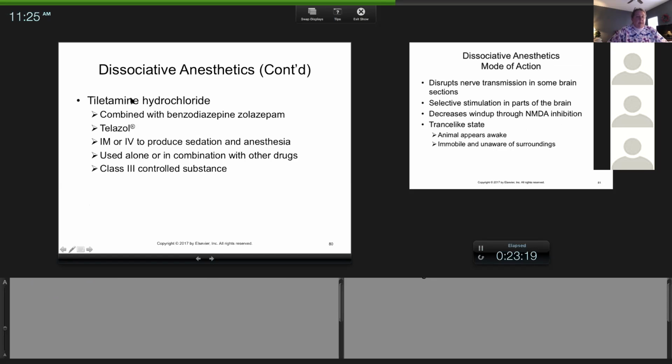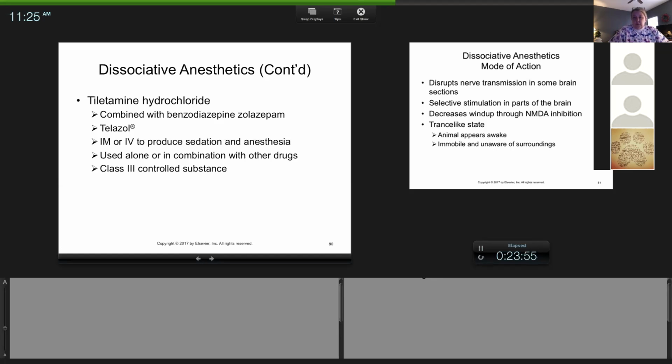Now, tiletamine, you cannot find tiletamine by itself. Tiletamine is part of Telazol. Telazol, now listen to the name, T-E-L, tiletamine, zol, zolazepam. Telazol is tiletamine and zolazepam. It's kind of like an IM Ket-Val. So you're using a dissociative and a benzodiazepine, except it comes combined. It comes as a powder, you reconstitute it. It is a Schedule 3. Ketamine's a Schedule 3.